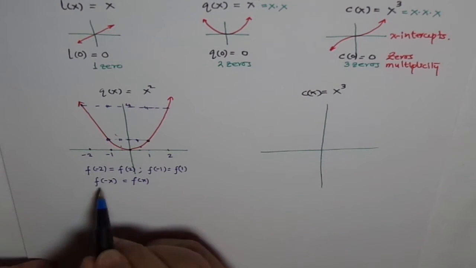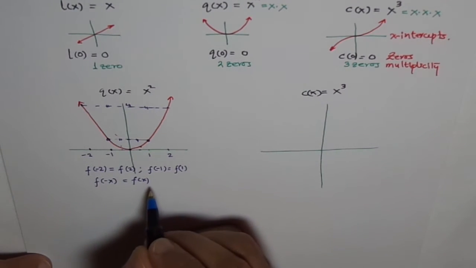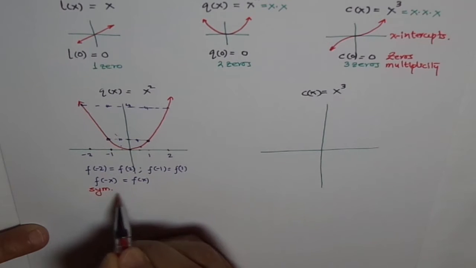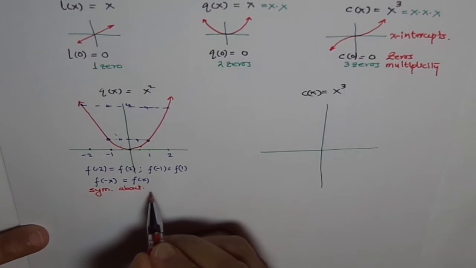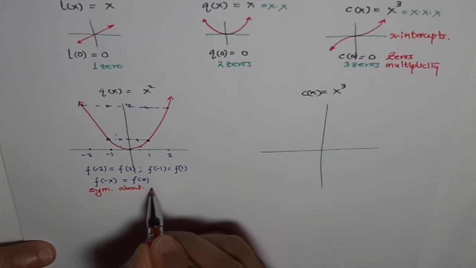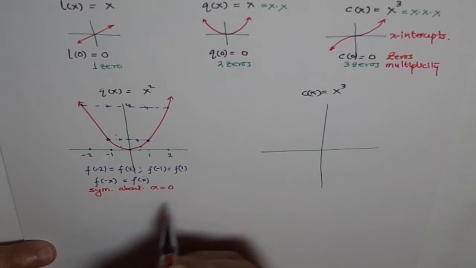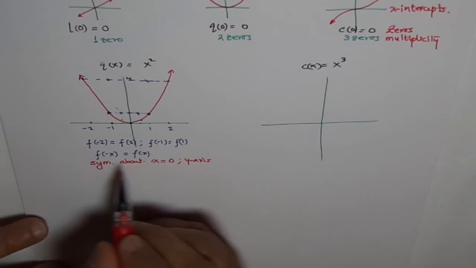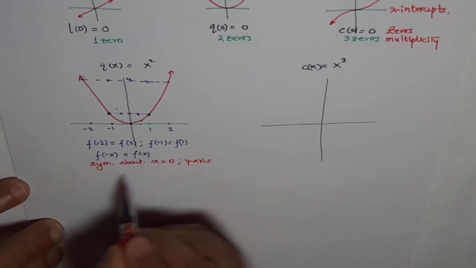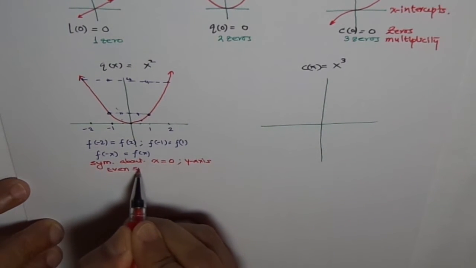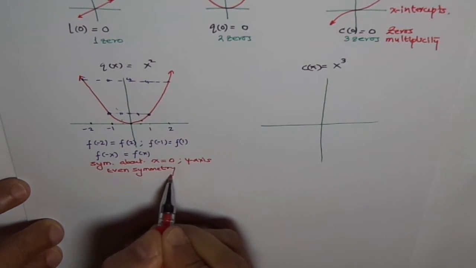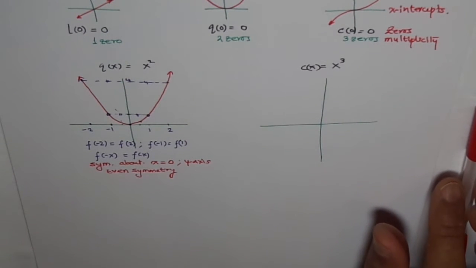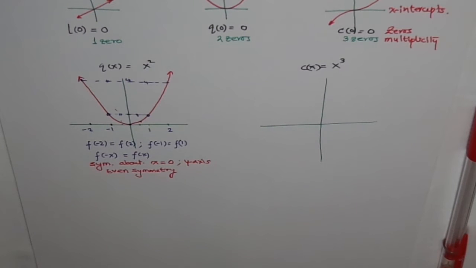Okay, this kind of symmetry which you see, it is symmetric about a line, correct? And which is this line? The equation of this line is x equals 0. It is the y-axis. Is it okay? So it is symmetric about a line, and this kind of symmetry is called even symmetry. So a power function with even degree will show us even symmetry.